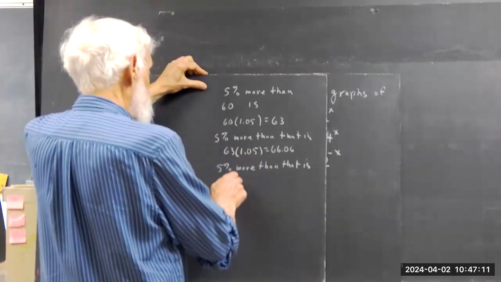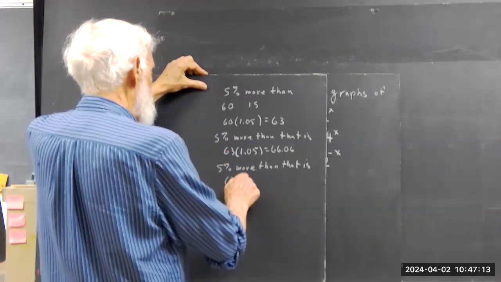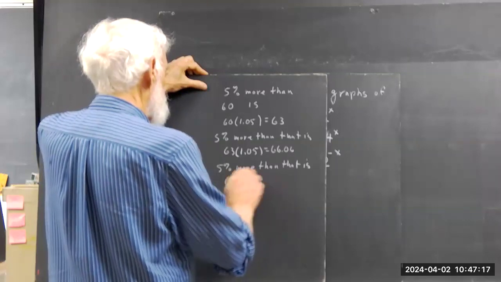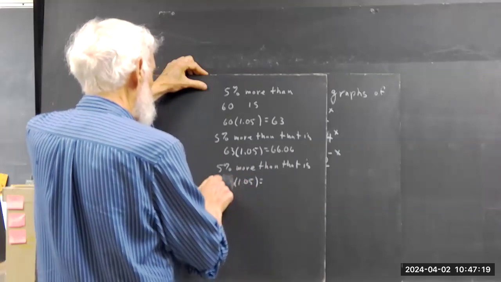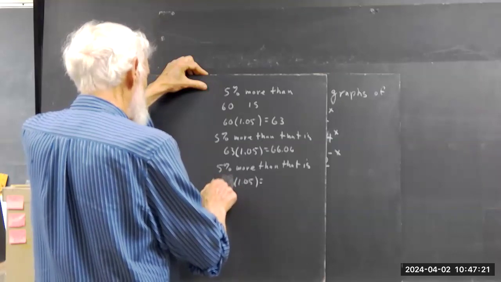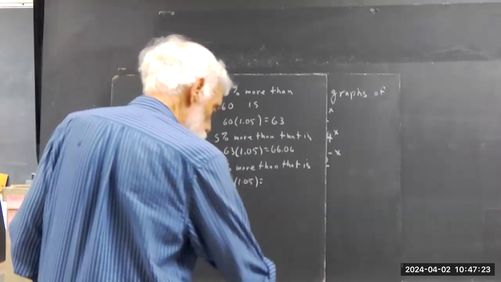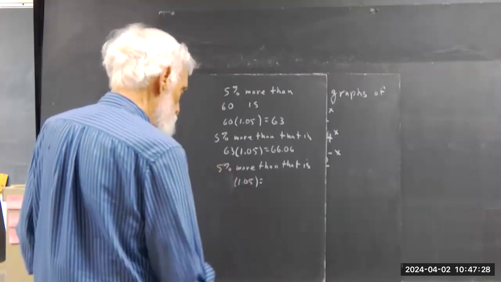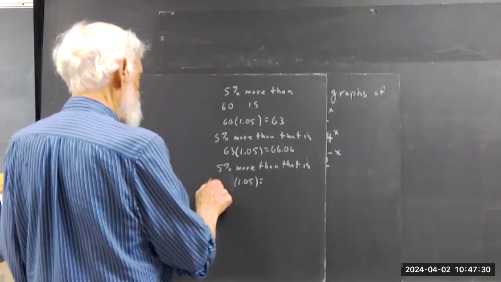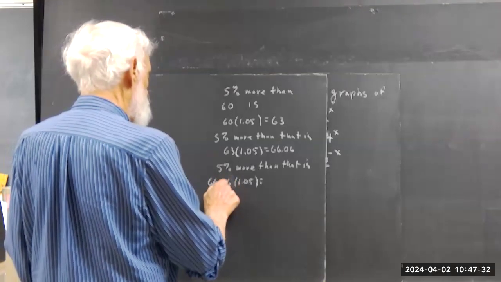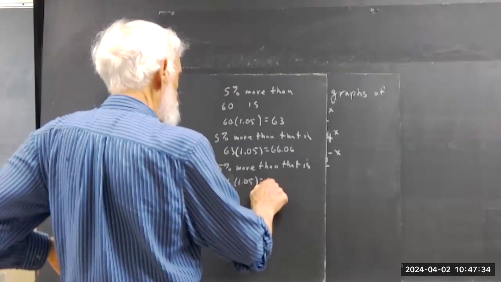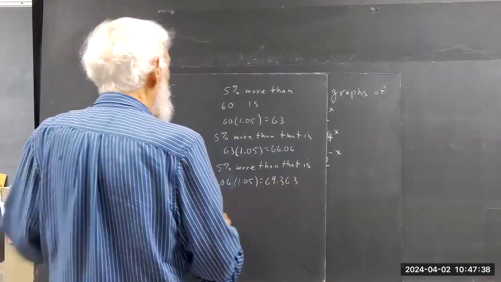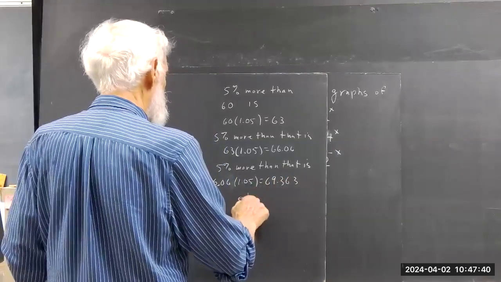5% more than that is 63 times 1.05. Sorry, it's 66.06. I'll get this written right. 66.06 times 1.05, which is 69.363, etc.